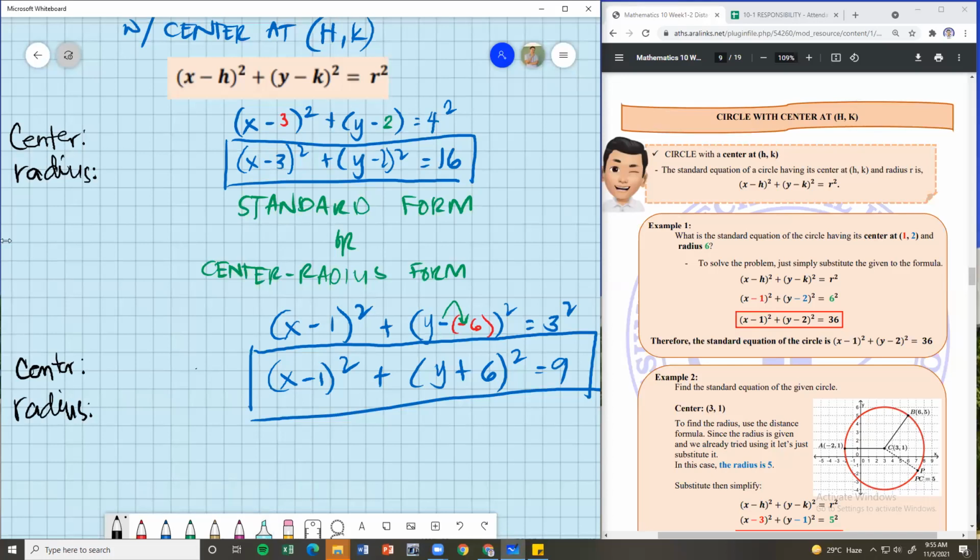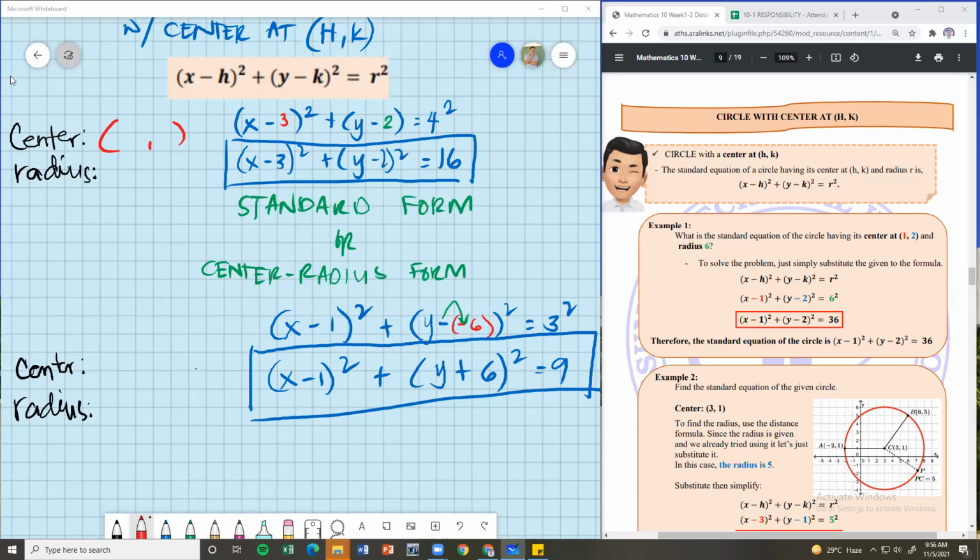This is different. Don't forget to put parentheses when you do the center, okay? What's the center? It's the other way around. Okay, Chloe got the answer for the center. What about the radius? Okay, Chester got it. So this is how we do it.